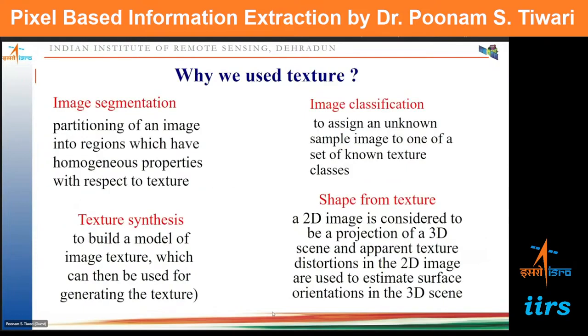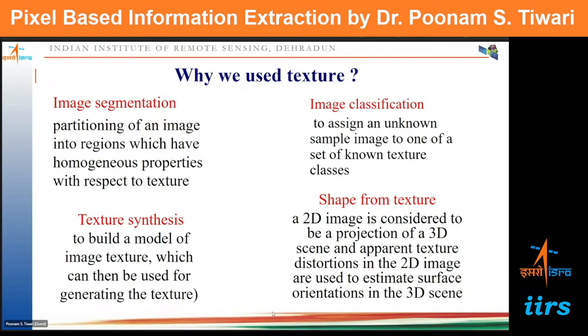Okay, and why should we use the textures, or what are the different image processing applications in which we use the textures? So textures are used for image classification. Based on the textures, you can group an area. Texture can be used for defining the shape of an object. So the 2D image is considered to be a projection of a 3D scene, and apparent texture distortions in the image are used to estimate surface orientation in the 3D scene.